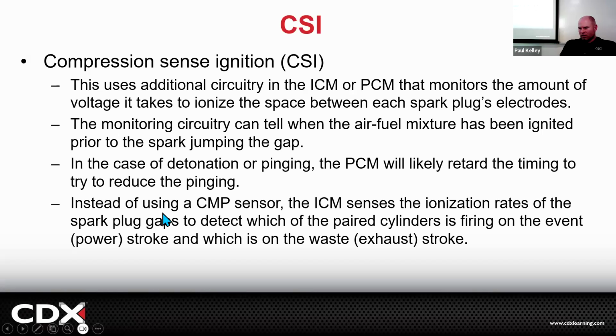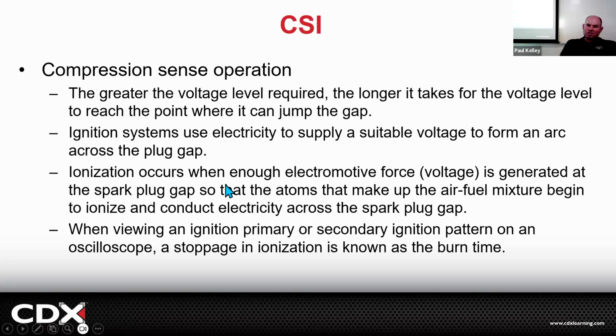So the way you diagnose this is even different, right? It's an interesting piece, and it also knows the greater the voltage level, the longer it's going to take to reach the point where it can jump a gap, and it can do some self-diagnosis on the primary ignition side. Cool. The ionization should occur when enough electromotive force, which is the voltage, is generated at the spark plug gap, and the atoms that make up the air-fuel ratio begin to ionize and conduct electricity. So it knows when the ionization is occurring. It's very different, right? And when the ionization stops, that tells it that the burn is over.